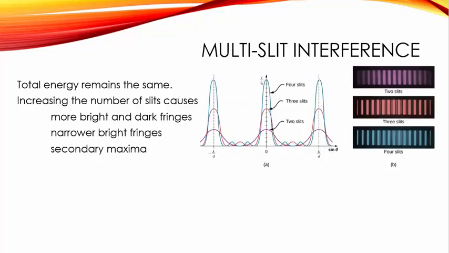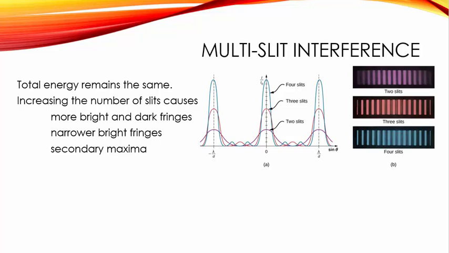So you can have more than 2 slits. You can have 3, you can have 4, you can have a whole bunch, and when you get a whole bunch, you end up with a diffraction grating. But one of the things to note about it is that the total energy, if you're using the same light source, is going to remain the same no matter which number of slits you have. And when you increase the number of slits, it causes a few things. It's going to cause you to have more bright and dark fringes.